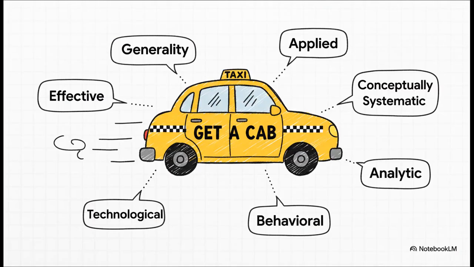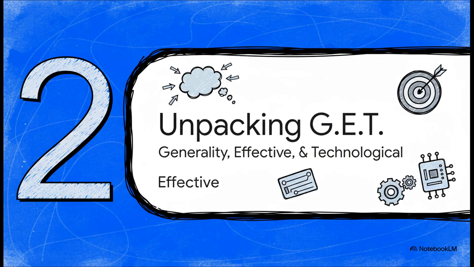So, how are you going to remember all 7 of these, especially with that exam clock ticking? Don't worry, we got you. The classic mnemonic that has saved countless students is GET A CAB. We're going to use this as our guide, so let's hop in. Let's kick things off with the first 3 letters, G-E-T.